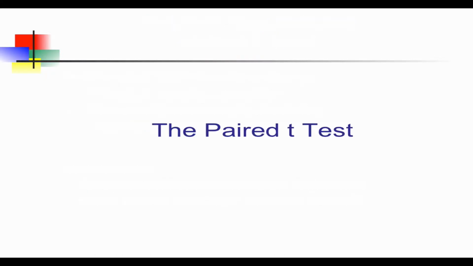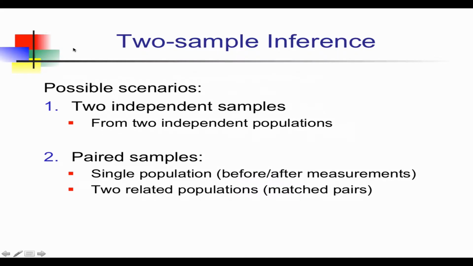Okay, so we first want to introduce the paired t-test. The paired t-test is used to answer the questions of the second and third scenarios, which is to estimate or test hypotheses about the difference in population means from two related populations.